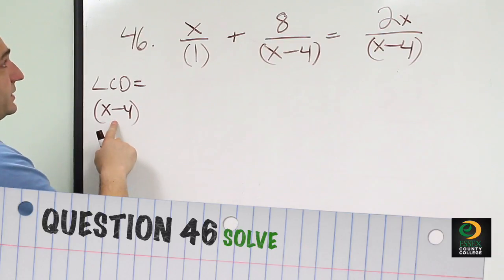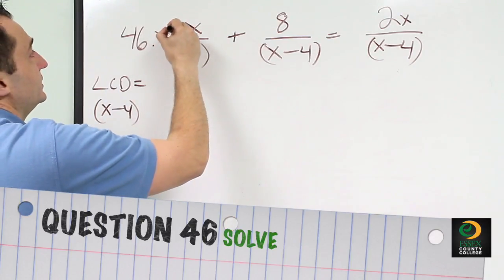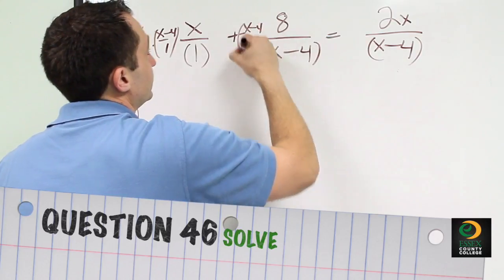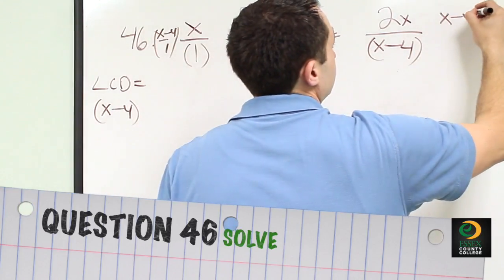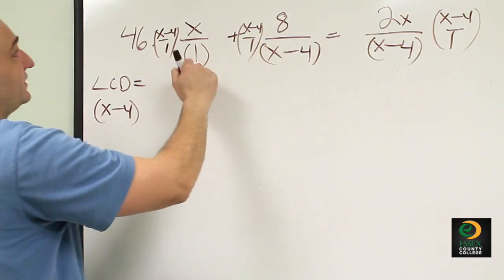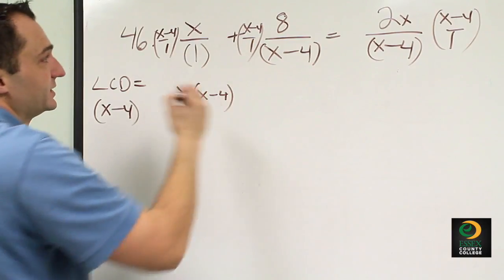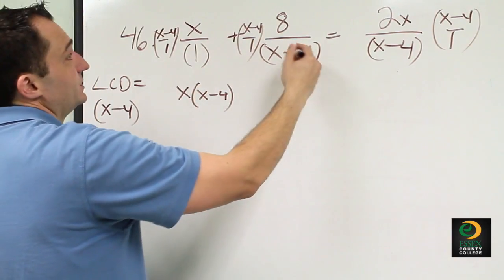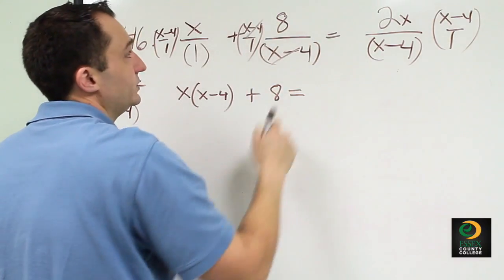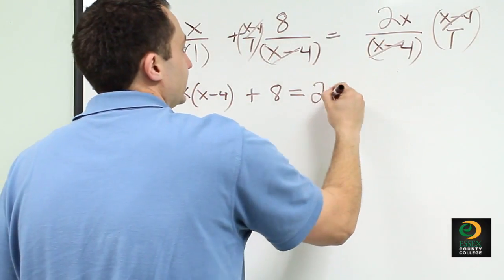So we're going to take x minus 4, put it over 1, and multiply each of these fractions by it. So it becomes x minus 4 over 1, x minus 4 over 1, x minus 4 over 1. Now we're going to simplify. We can't simplify anything here, so we're left with x times x minus 4. In this fraction, the x minus 4's cancel out, and we're just left with a positive 8 is equal to x minus 4's cancel out in that fraction, we're left with 2x.